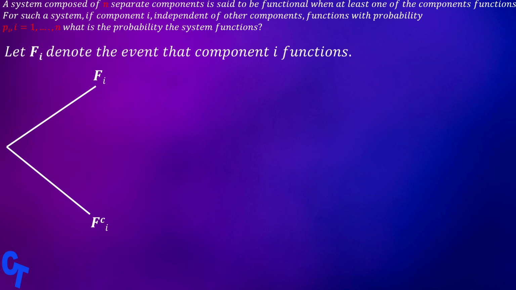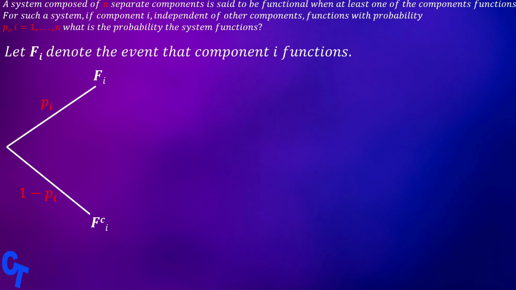Now from the question we're told that if Fi is functioning, the probability is given by Pi, where i is equal to 1, 2, 3, 4, 5 up to n. So we can write the probability as Pi. What about the probability that Fi is not functioning? We know that the probabilities should add to 1. So that means the probability that Fi is not functioning is given by 1 minus the probability that Fi is functioning. This is what we have.